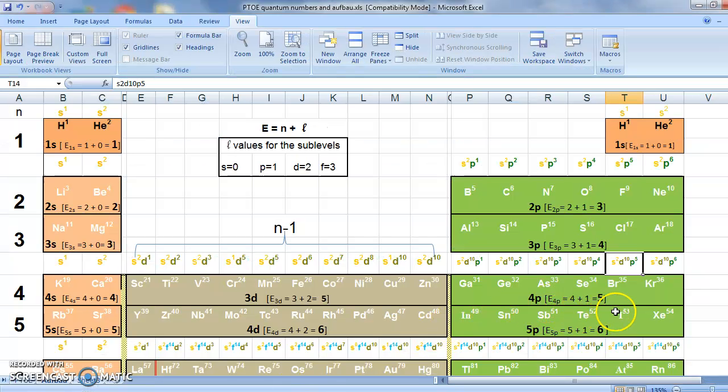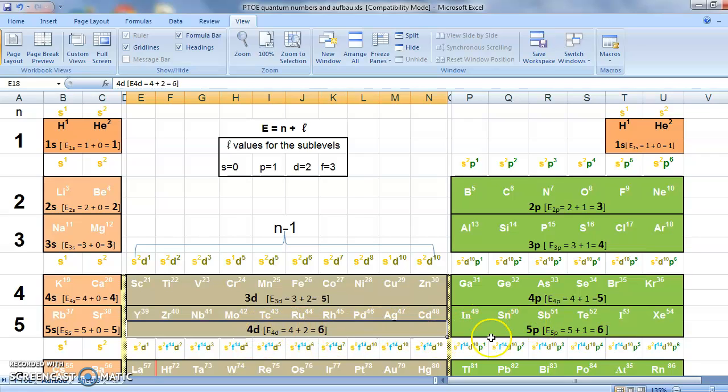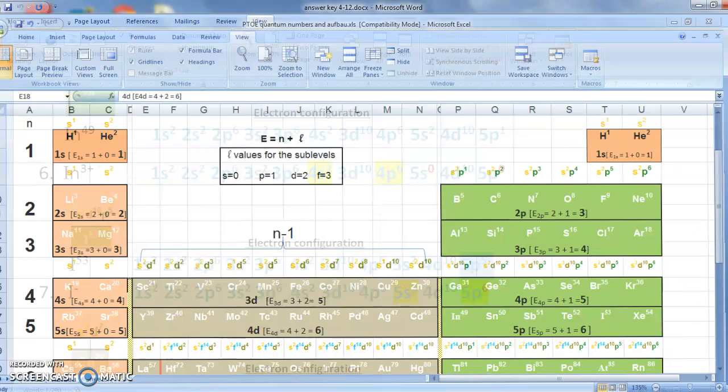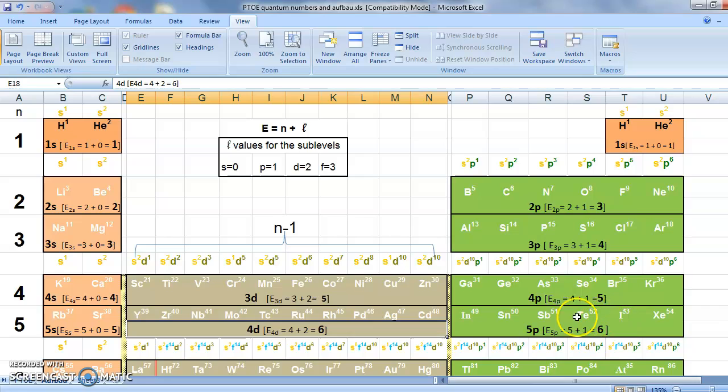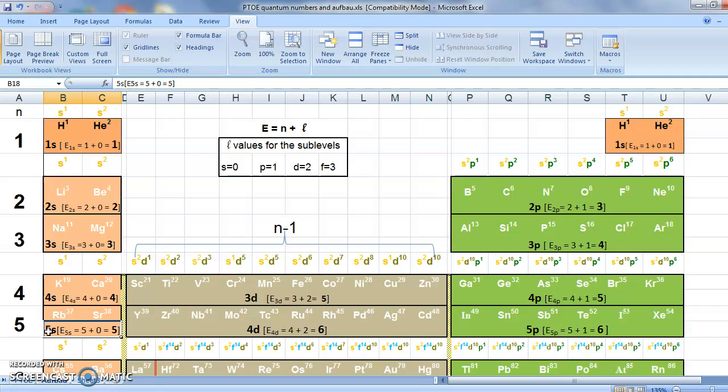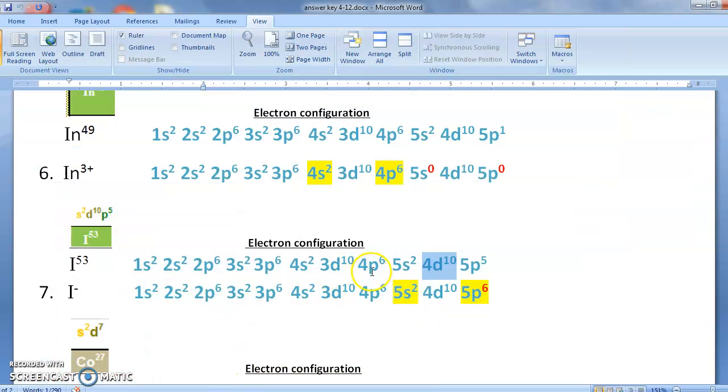Which D is iodine in? I come right over here. The iodine just got filled after the 4D. So this is the level that I'm looking at. It should have 10 in the 4D. So I come right over here and write 4D10. Previous to that, I'm just looking at this row right here, the 5S. How many were in the 5S? There should be 2 in the 5S. It says it here, and there's 2 elements there. So this is what it should end in if I do it all correctly: 5S2, 4D10, 5P5. So now I go to square 1.